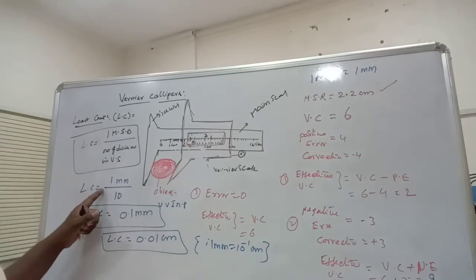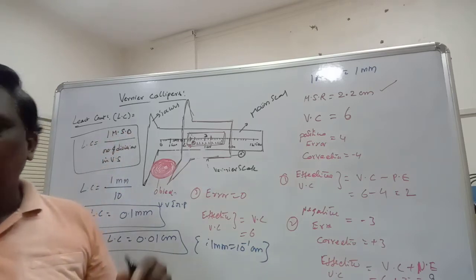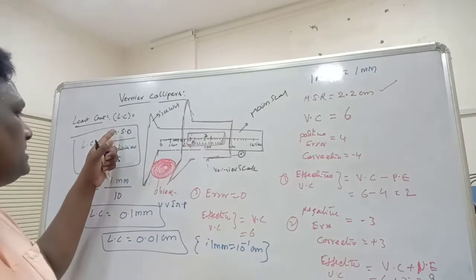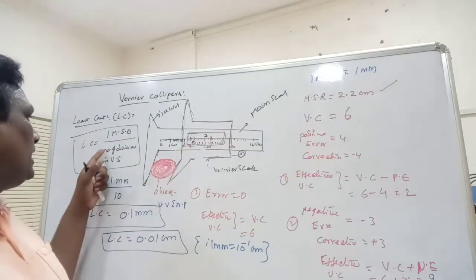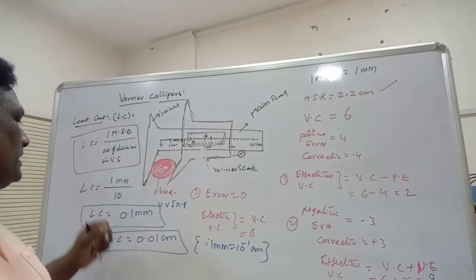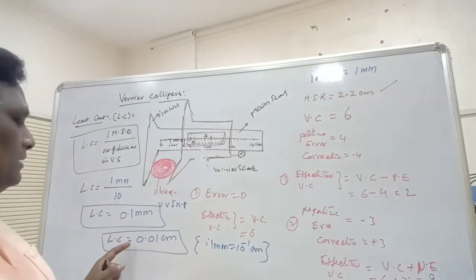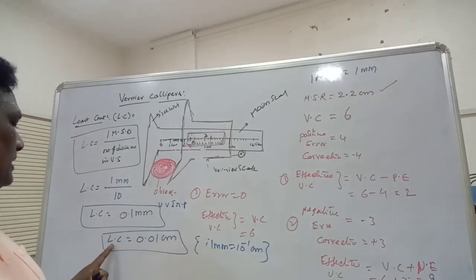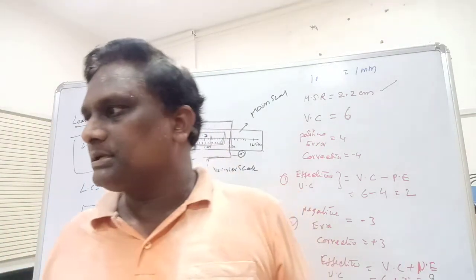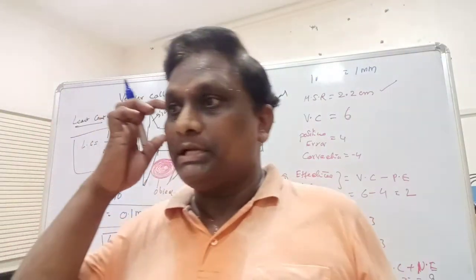Why? Least count is equal to 1 MSD divided by the number of divisions in the Vernier scale. So 1 MSD is 1 mm, divided by the number of divisions in the Vernier scale, which is 10. So 1 mm divided by 10, least count is equal to 0.1 mm. And in terms of centimeters, least count is equal to 0.01 centimeter. Any doubt regarding this? No doubt at all? So that is least count.